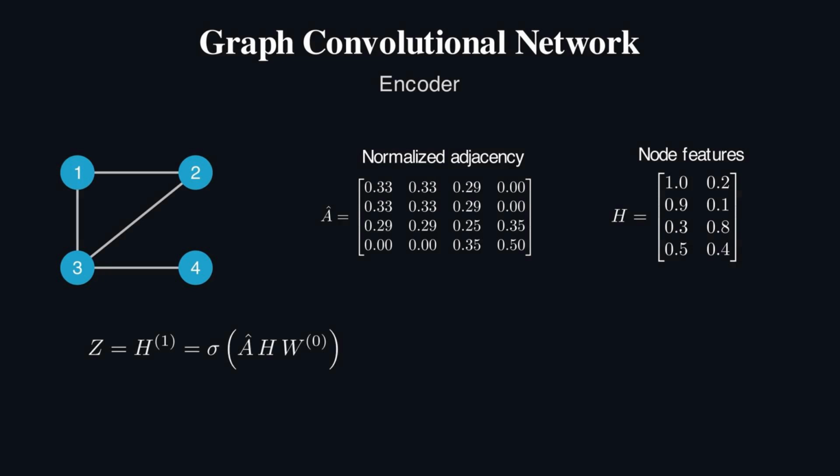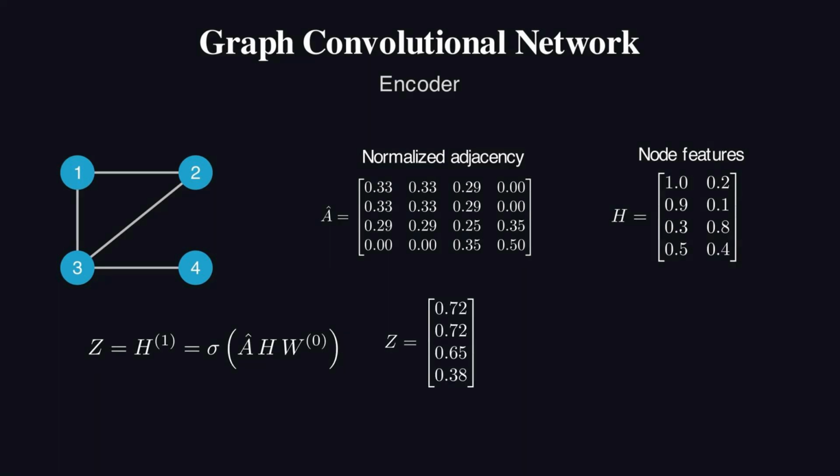After each node has gathered information from its neighbors through A hat times H, the matrix W is applied to learn which combinations of features are important. For example, it can learn to emphasize certain attributes while suppressing others. During training, W is optimized so that the resulting embeddings are useful for the task, such as classification or reconstruction. In other words, each node aggregates information from its neighbors, and this aggregated information is then transformed by learnable weights. The output is the matrix Z.